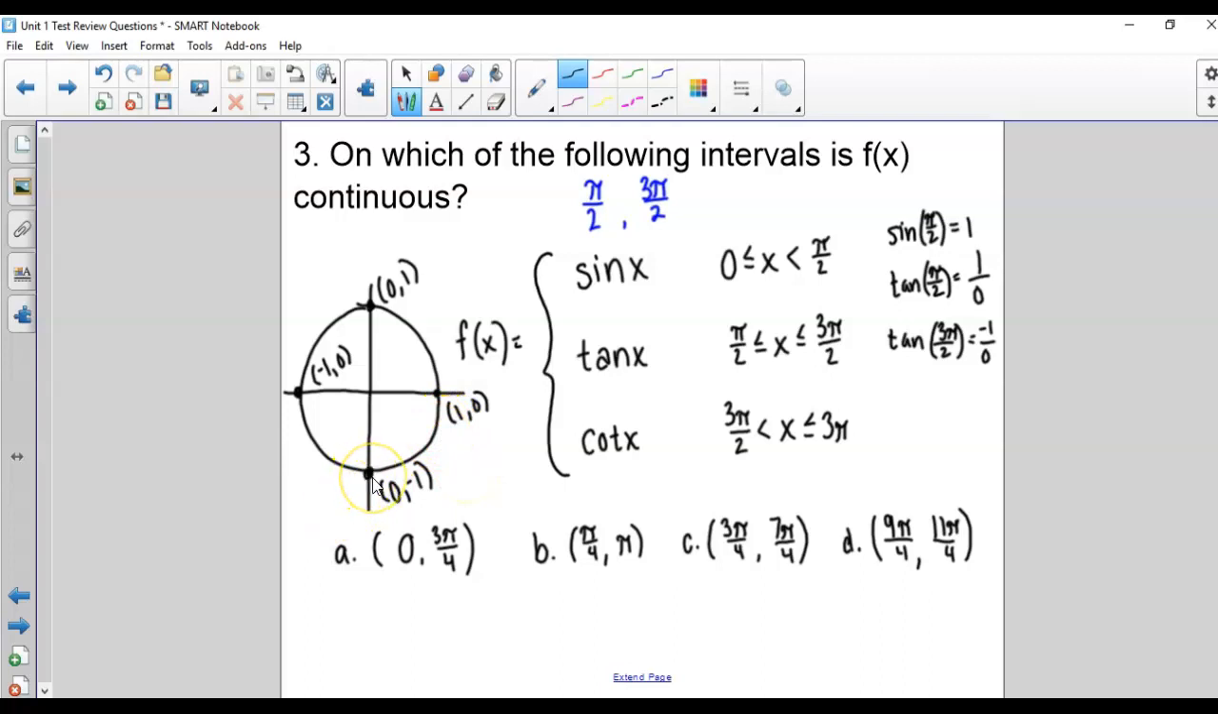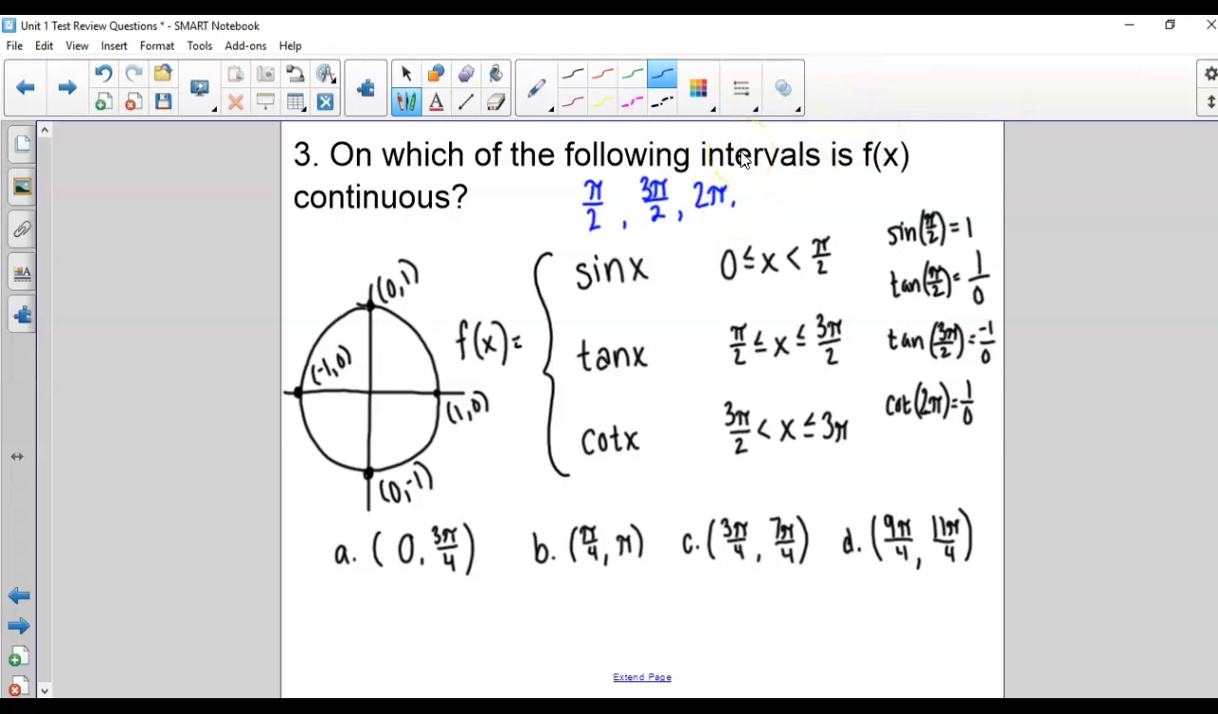So we are at 3 pi over 2. At 2 pi, cosine over sine would be 1 over 0. So cotangent of 2 pi, cosine over sine there is 1 over 0. So we would have a discontinuity at 2 pi.